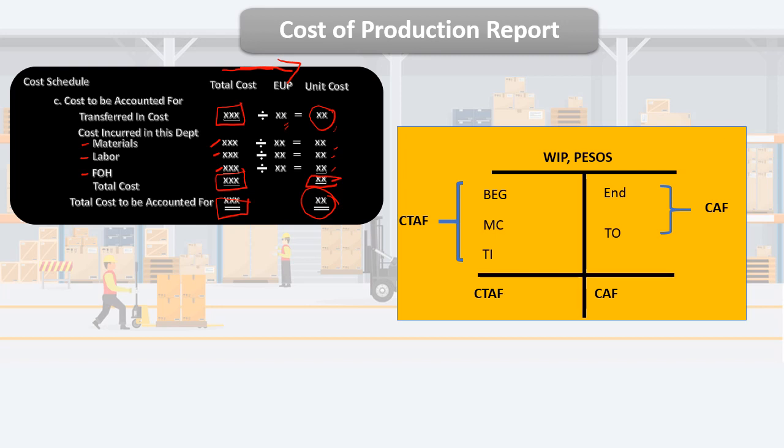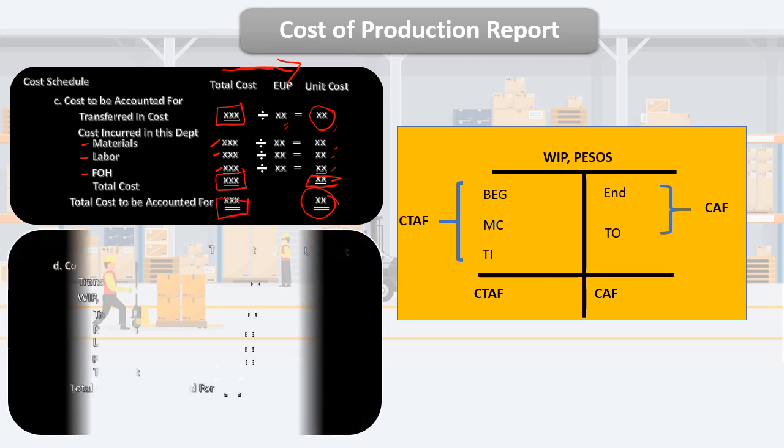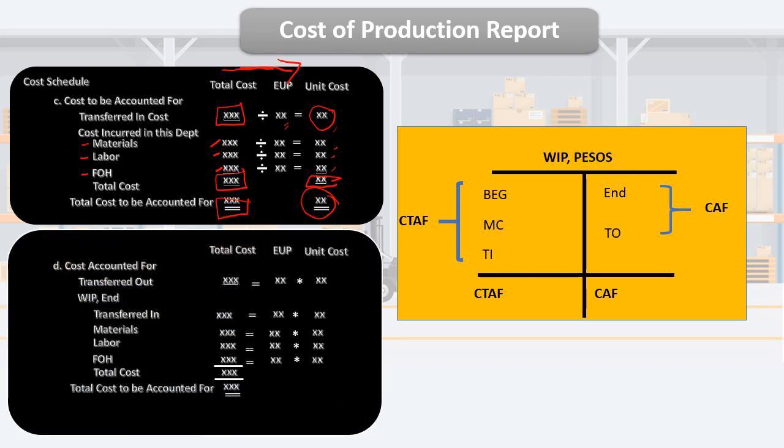So, on the other hand, meron din po tayong cost schedule para sa ating cost accounted for. So, yung cost accounted for, as I mentioned earlier, ito po yung explanation kung ano nangyari doon sa ating cost to be accounted for. So, sa cost to be accounted for, dalawa lang naman yung pwedeng puntahan yan kapag wala tayong production losses, diba? So, meron tayong ending balance and we also have the transferred out. So, unahin na po natin ilagay dun sa taas yung transferred out kasi define na po natin kung ilang units ang dineliver natin sa next department.